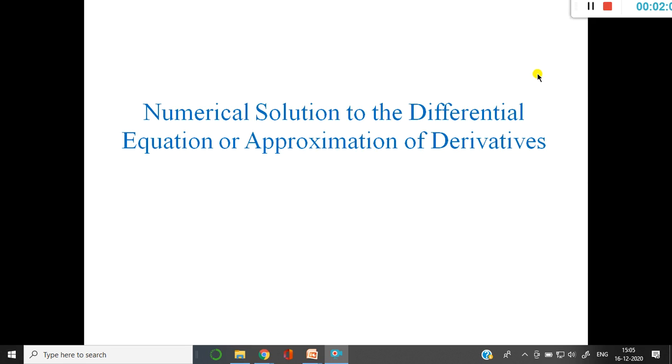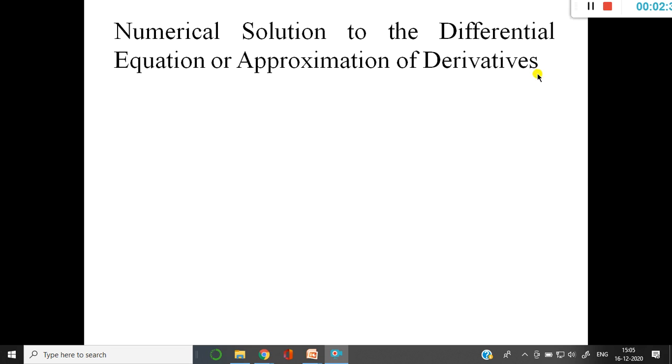Numerical solution to the differential equation means that we have an input and output in the form of a differential equation, d by dt form. That's why we call it a differential equation, the first important point. And we try to approximate those derivatives, so that in turn I can write my equation in the form of H of z.